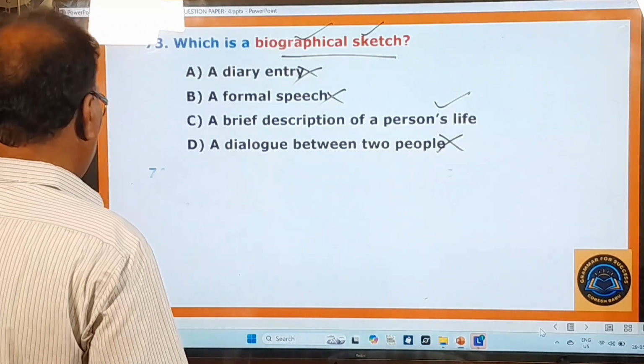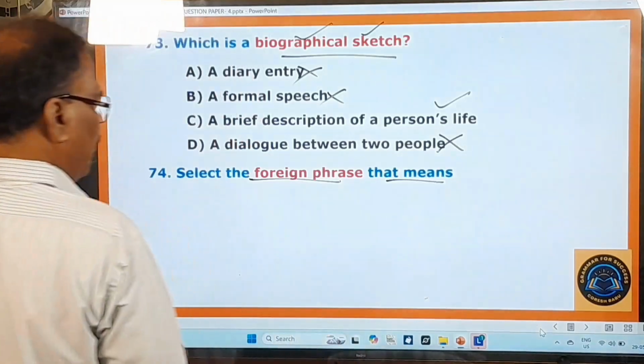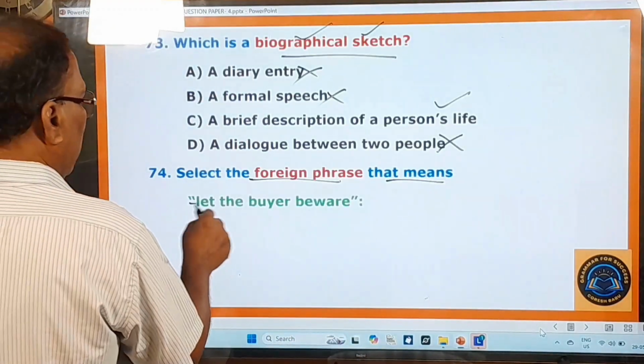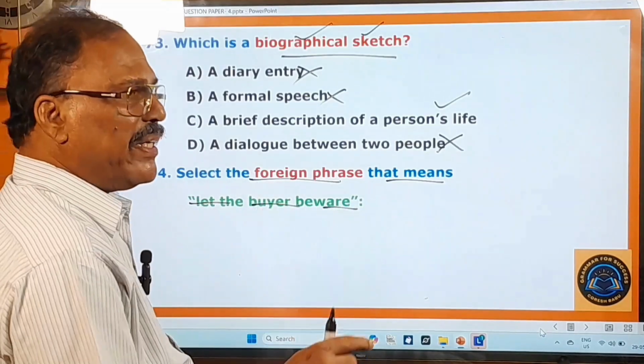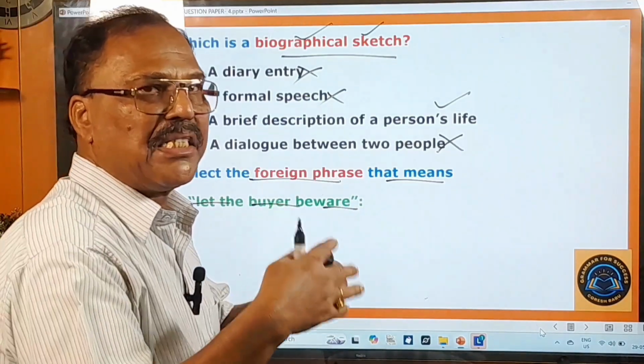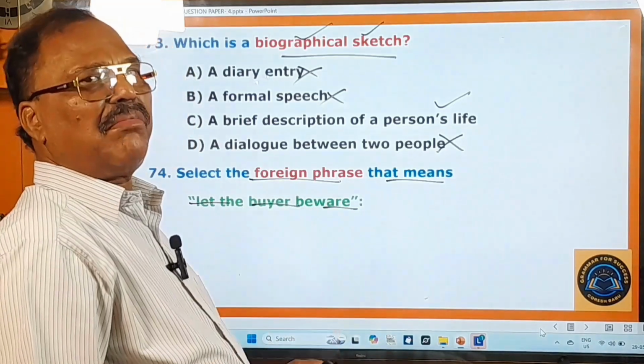And now you move on to the next question, 74th one. Select the foreign phrase that means let the buyer beware. Let the buyer beware means the buyer should be very careful while making some purchase or while buying something.